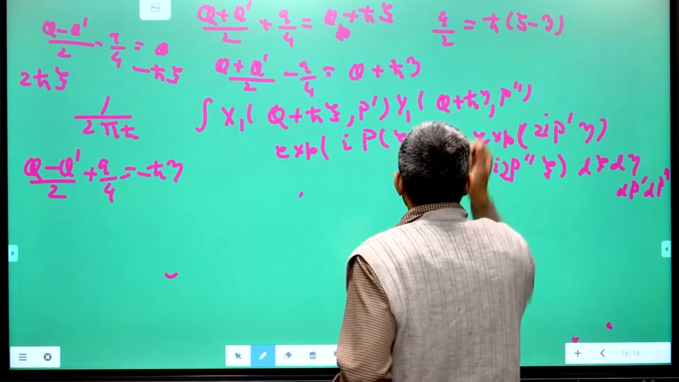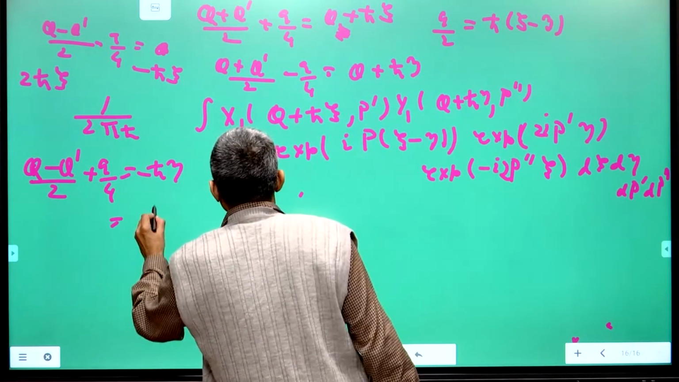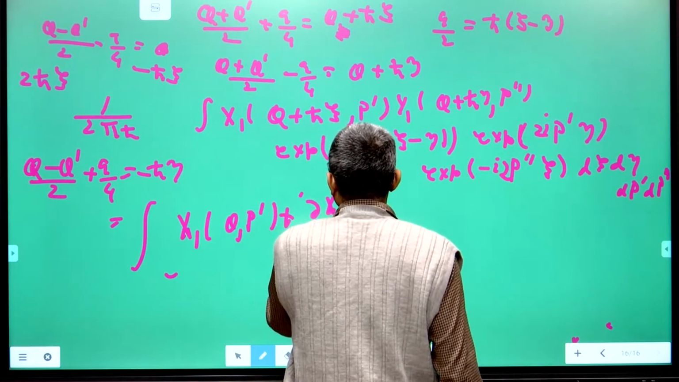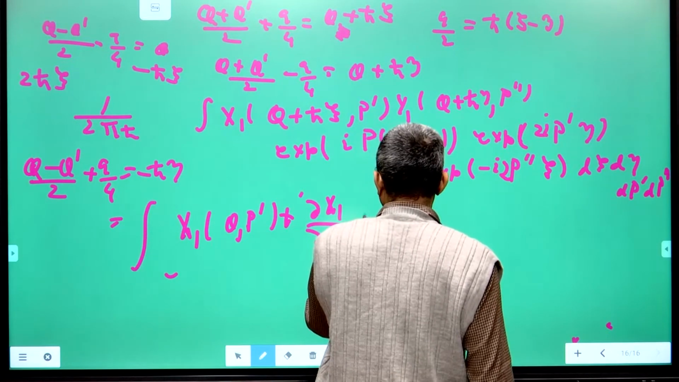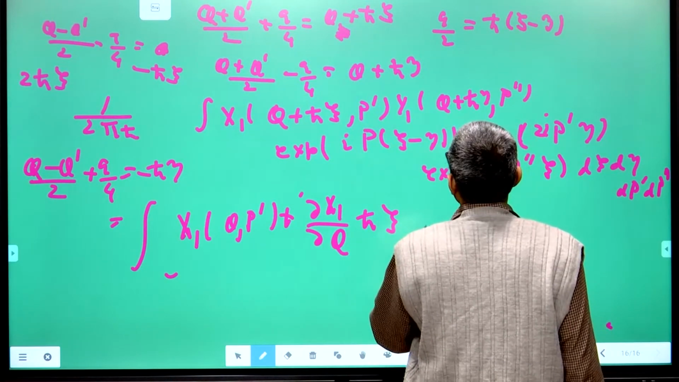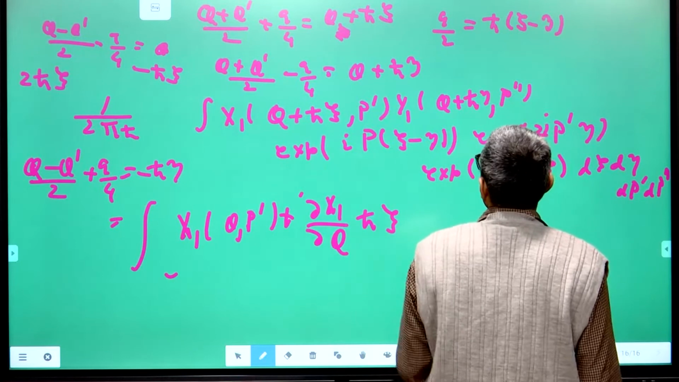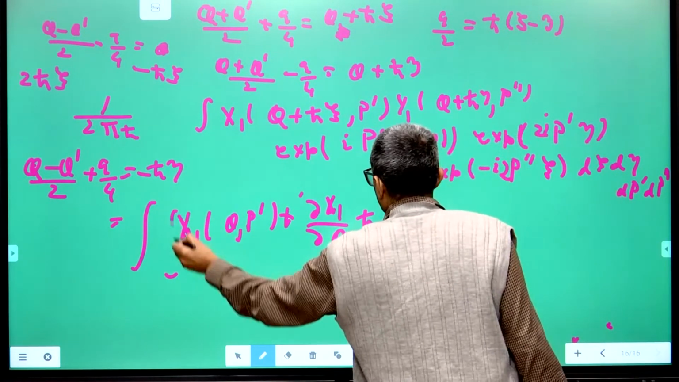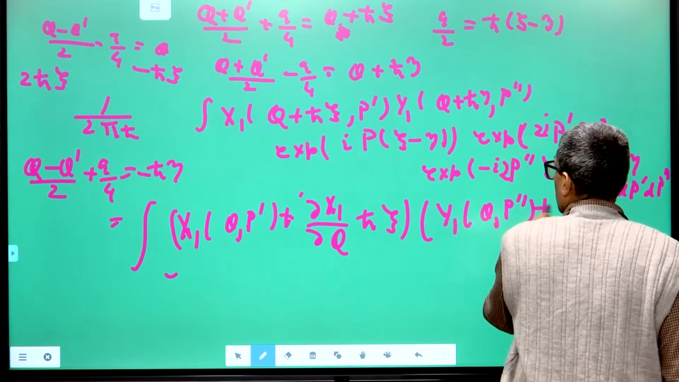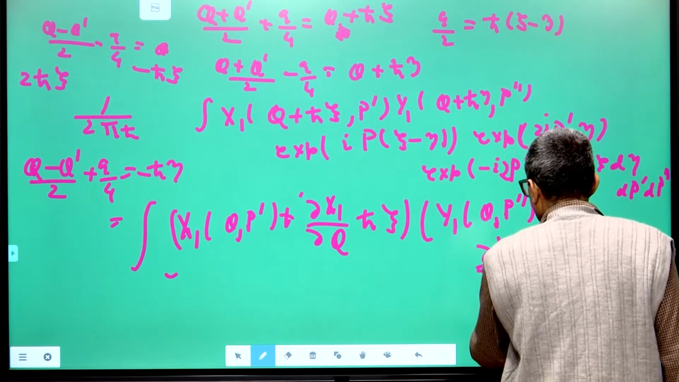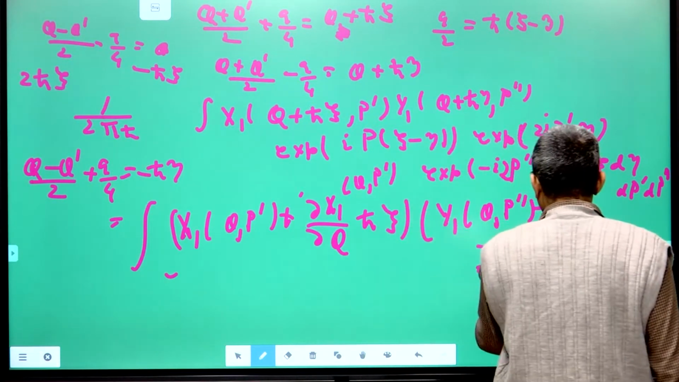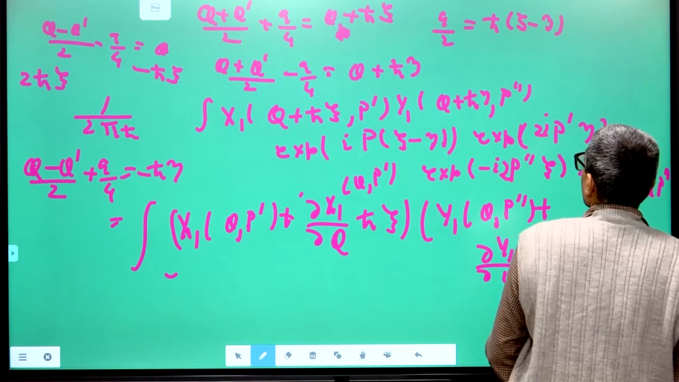So, now I am in a position to simplify things. I expand. So, this can be written as x1 of q p dash plus dou x1 by dou q times h xi plus order h square, which I forget, evaluated at q p dash, multiplied by y1 of q p double dash plus dou y1 by dou q evaluated at q p double dash times h eta.